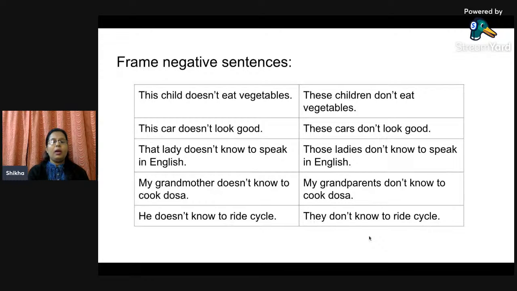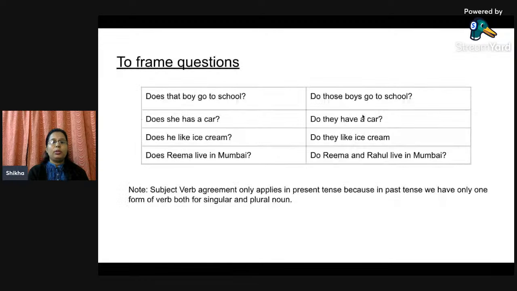Then when we are framing questions, if we are taking a singular noun as a subject, we'll be using does at the beginning to frame the sentence. But if our subject is a plural noun, we'll be using do at the beginning of the sentence to frame questions. Does that boy go to school? Do those boys go to school? Does she have a car? Do they have a car? Does he like ice cream? Do they like ice cream? Does Rima live in Mumbai? Do Rima and Rahul live in Mumbai?